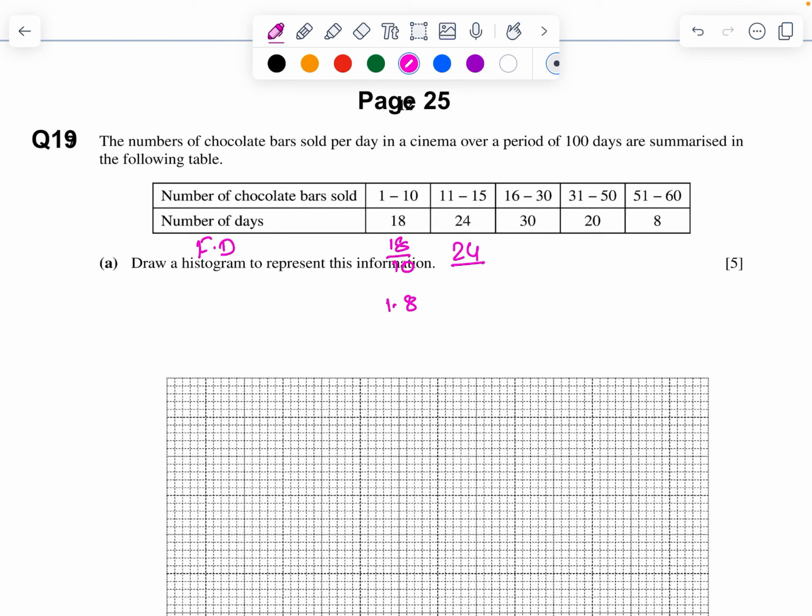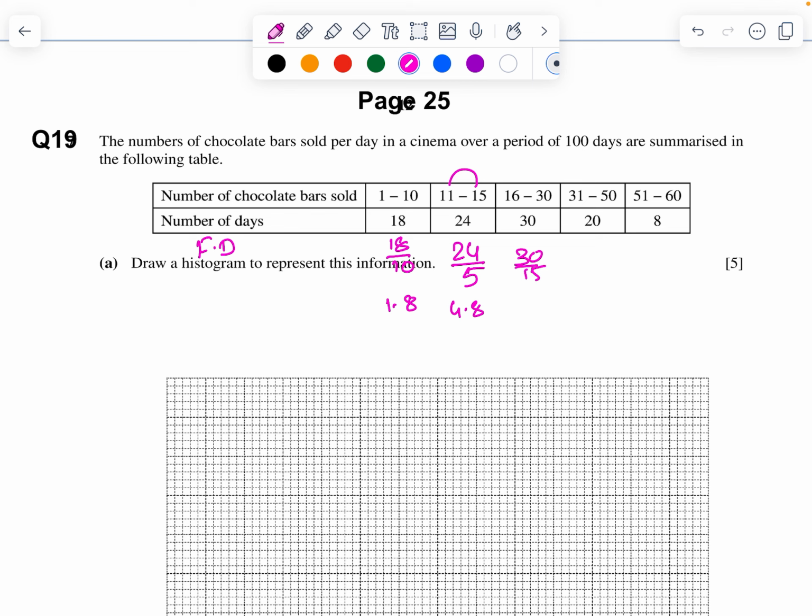24 divided by how many numbers are there between 11 to 15? 5 numbers are there. So I divide 24 by 5. So how much am I going to get for the frequency density? I am going to get the frequency density as 4.8.